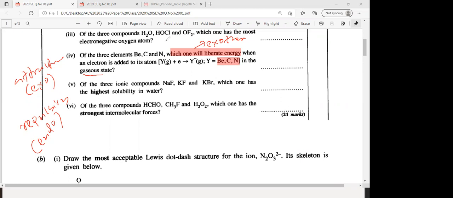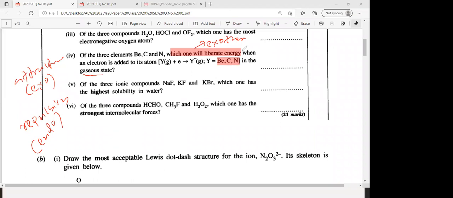Fluorine has the highest electronegativity, so when it's bonded to oxygen, it has the highest electronegativity. Someone is asking, sir, can't we simply say fluorine has the highest electronegativity, so when it is bonded with oxygen... Now, they are asking the electronegativity of oxygen, not the fluorine. If they were asking about fluorine, what you are saying would be correct. Directly you can go for that.